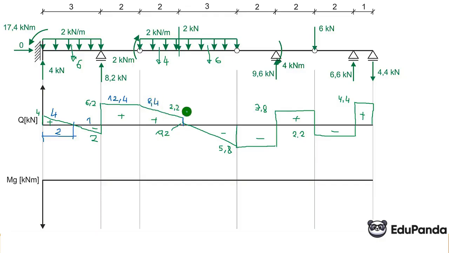Next, we need to calculate the 0 point. Yes, let's do that. All right, I will try not to mess this up too much. Let this be x, so 5.8 to x. 5.8 to x is like 0.2 to 3 minus x. From this, it turns out that x is equal to 2.9 m.